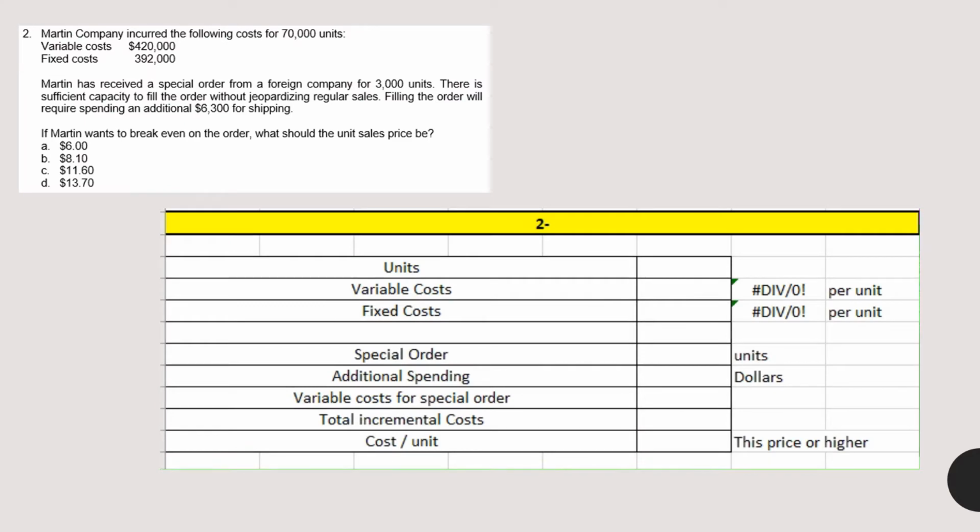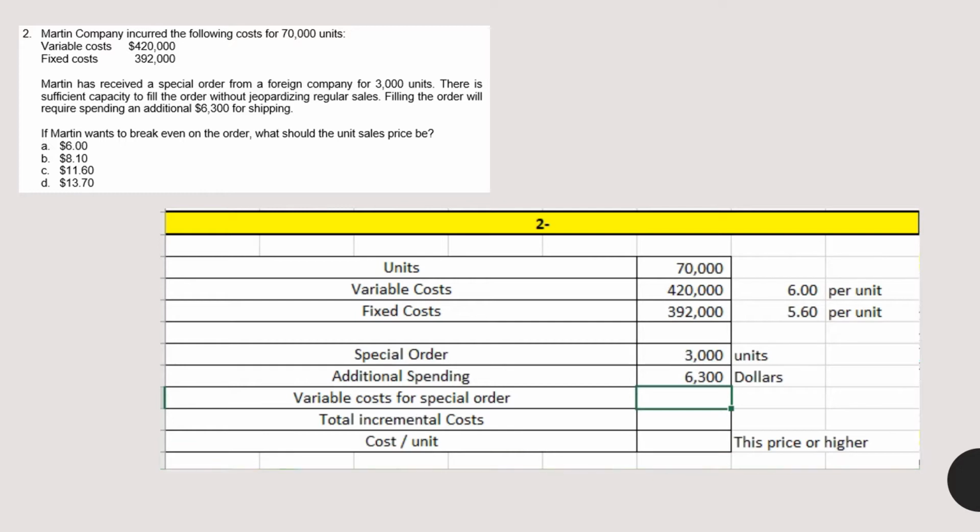Alright, we have the situation with Martin Company. They incurred the following costs for 70,000 units. So we have 70,000 units. We have variable cost of $420,000, which is $6 per unit. We have fixed costs being $392,000 or $5.60 per unit. We have an opportunity for a special order from a foreign company for 3,000 units. We were told that we would require an additional spending of $6,300. So we have the additional spend of $6,300 for shipping.